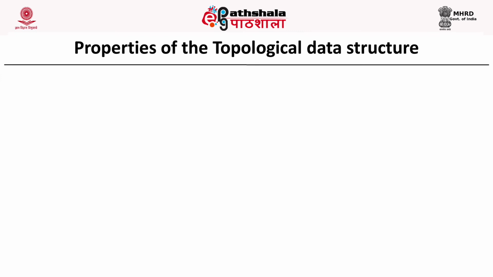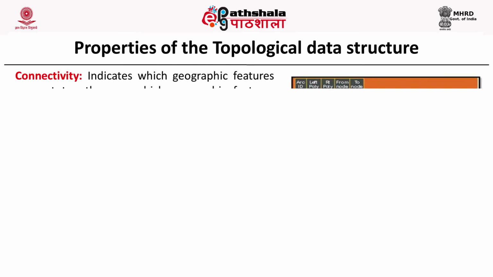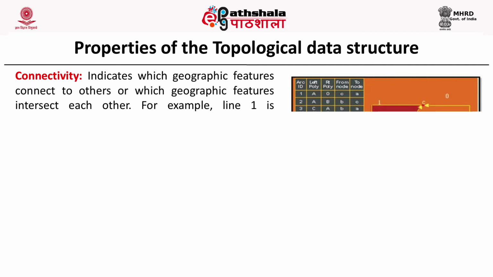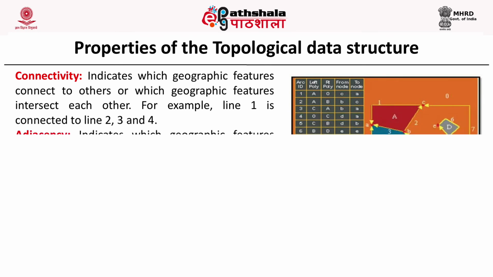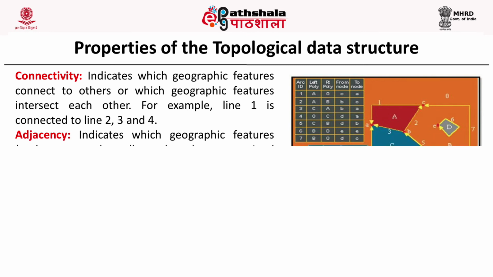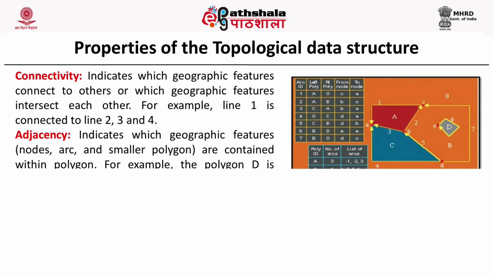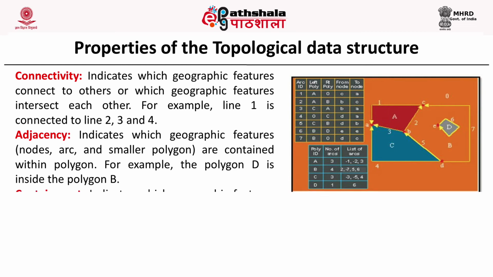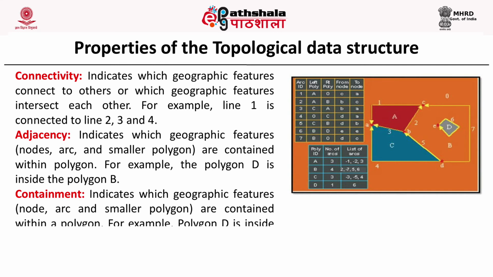Now coming to the properties of this topological data structure, the first one is connectivity. This property indicates which geographical features connect to others or which geographic features intersect each other. For example, line 1 is connected to lines 2, 3 and 4 in this figure. The next property is adjacency, which indicates which geographic features are next to each other. For example, the polygon D is inside the polygon B in this figure.